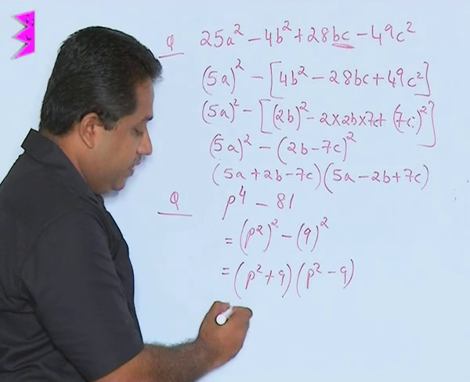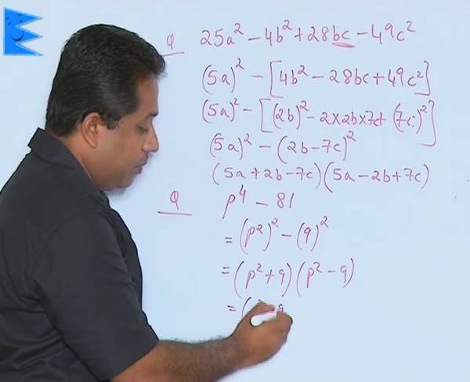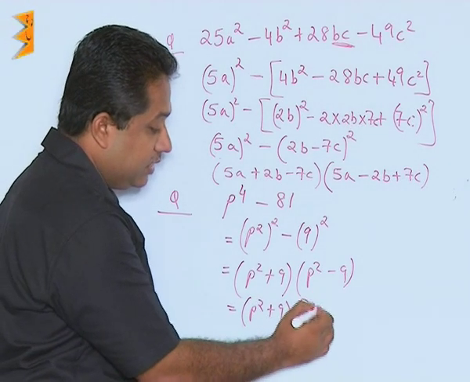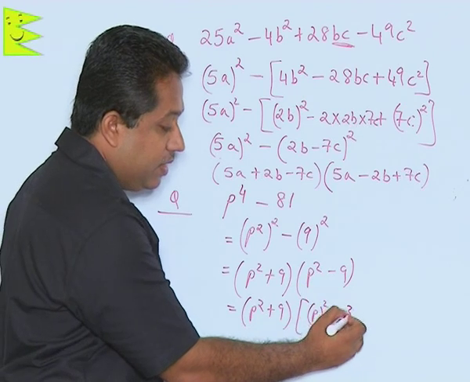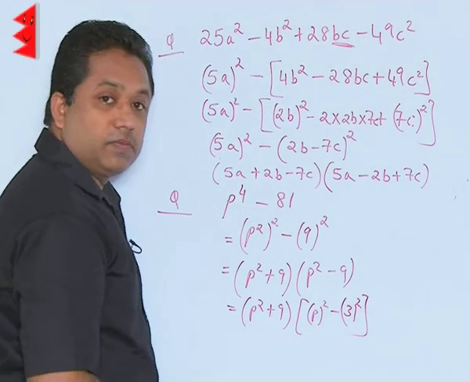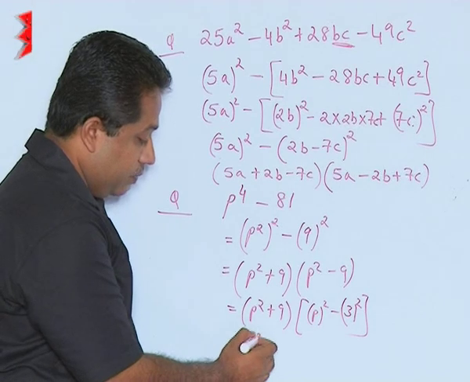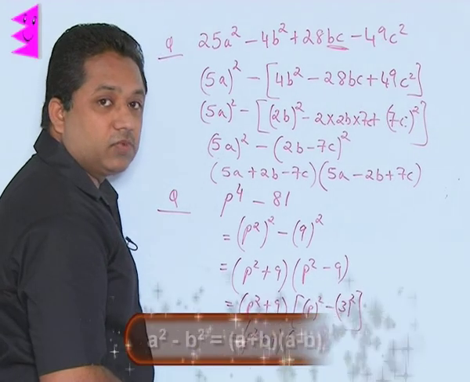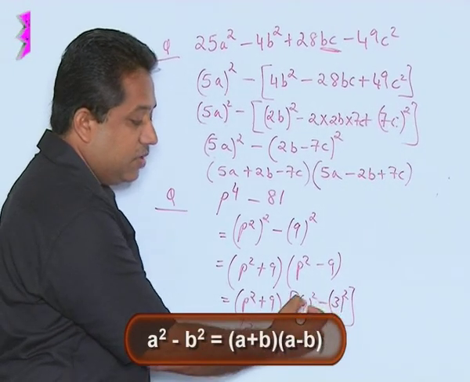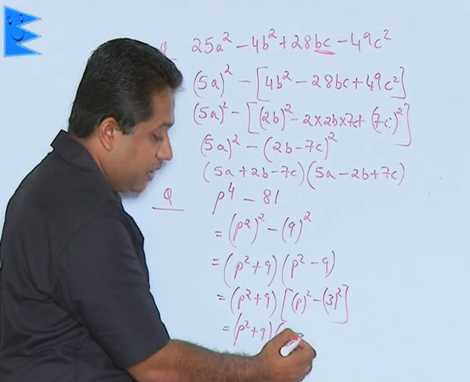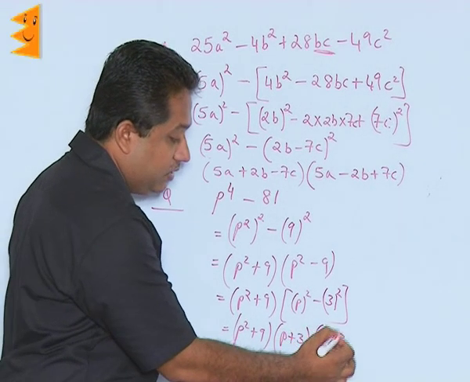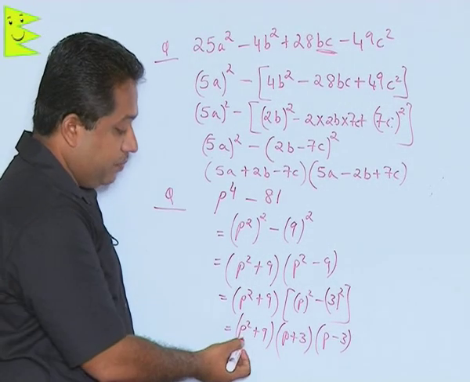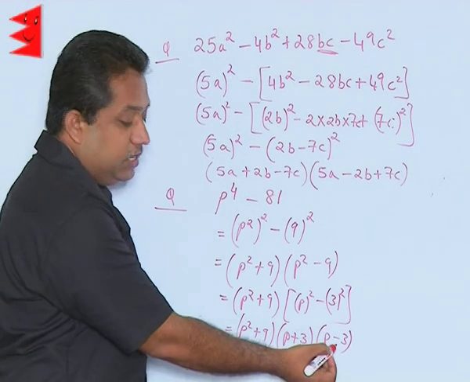Now, p square plus 9 we will leave it as it is, but look at the second one. This 9 can be further written as 3 square. So, p whole square is p square and 9 can be written as 3 square. So, we get p square plus 9 in the first bracket, and here again we will have to apply the identity of a square minus b square, that is a plus b, a minus b. So, we are going to get p plus 3 and p minus 3. Therefore, the final factors of p to the power 4 minus 81 will become p square plus 9, p plus 3 and p minus 3.